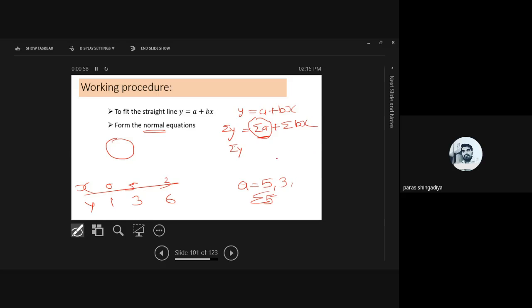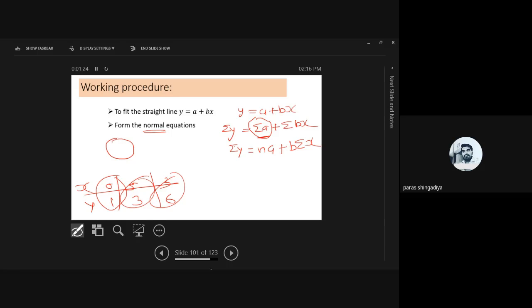But now a is a constant single value there, so in place of sigma a, we'll consider n into a. Okay, n is the number of values given in the table. How many values are here? In this table right now, 3 values, 3 points. Okay, so n is equal to 3. This is called n. And then after, b sigma x, so b is a constant term, so take it outside.